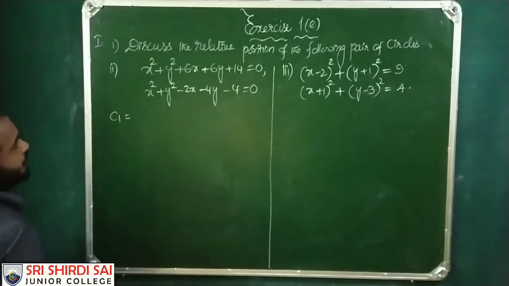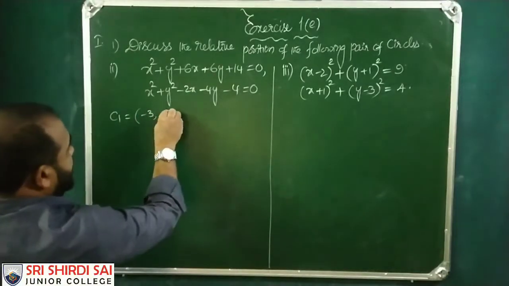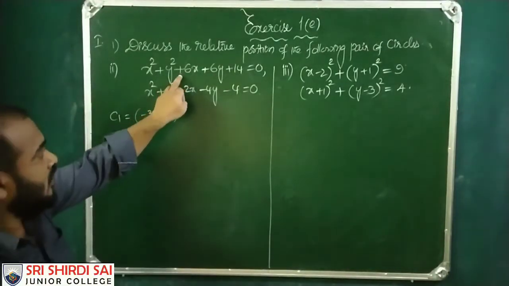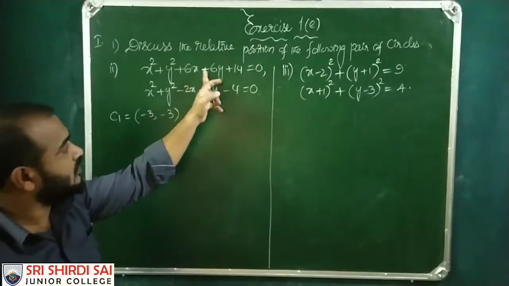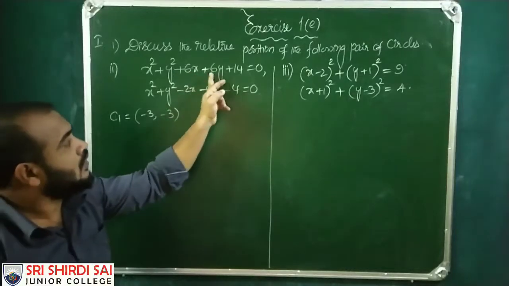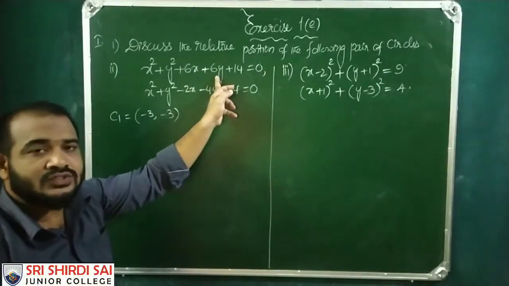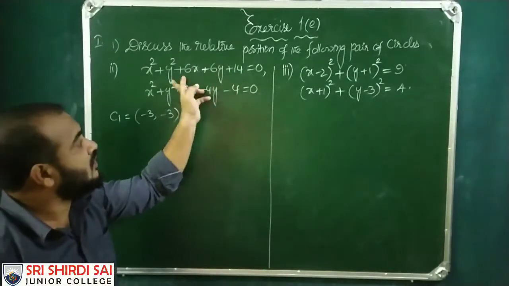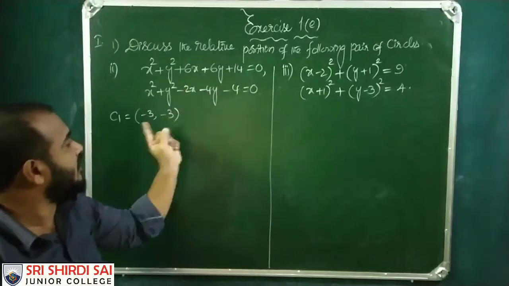C1 is equal to minus 3, minus 3. So this has to be compared with x square plus y square plus 2gx plus 2fy plus c equals to 0. 2g is equal to 6, therefore g is equal to 3. 2f equals to 6, f equals to 3. The center of the general equation of the circle is (minus g, minus f), therefore (minus 3, minus 3).